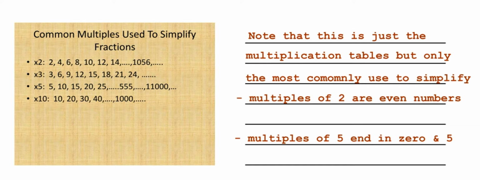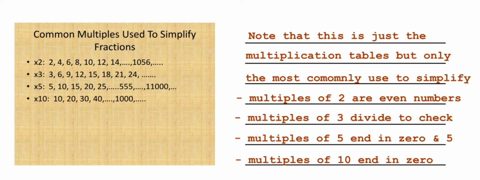Multiples of 5's. They end in a 0 or a 5. Notice 5, 10 has a 0, 15 has a 5 at the end, 20 has a 0 at the end, 25 has a 5, 555 ends with a 5, 11,000 has a 0 at the end also. And multiples of 10 end in 0. All of those numbers have a 0 at the end.